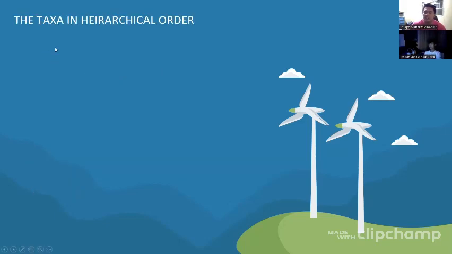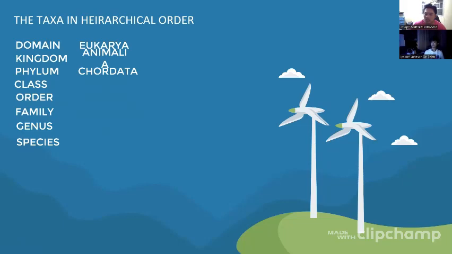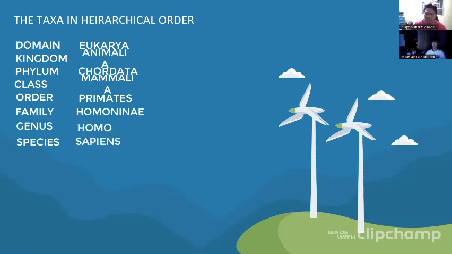So these are the order of taxa in the hierarchy. The first one is Domain, kingdom, phylum, class, order, family, genus, and species. So the second one is Eukarya, Animalia, Chordata, Mammalia, Primates, Hominidae, Homo sapiens. So these are the orders that we discussed earlier.